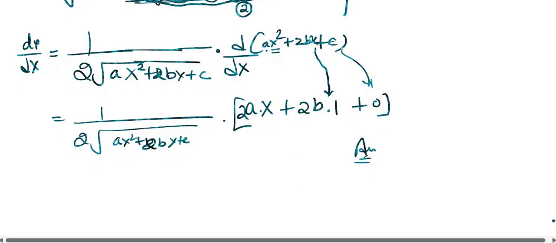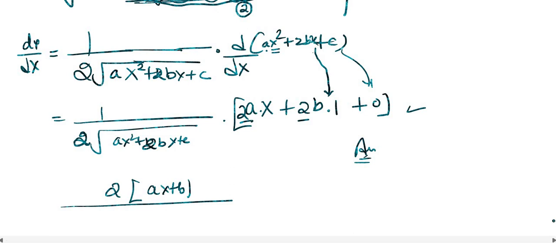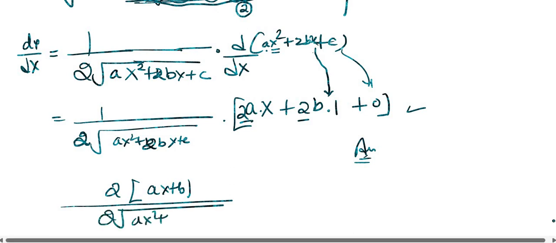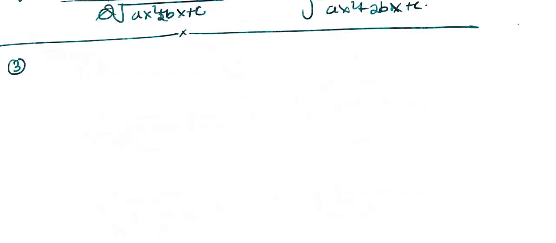If you want, you can take 2 common and cut it with this 2. Though this is perfectly fine. If you want, you can take 2 common. So it will be ax plus b divided by root of ax square plus 2bx plus c, as the 2 and 2 cancel. That's it.